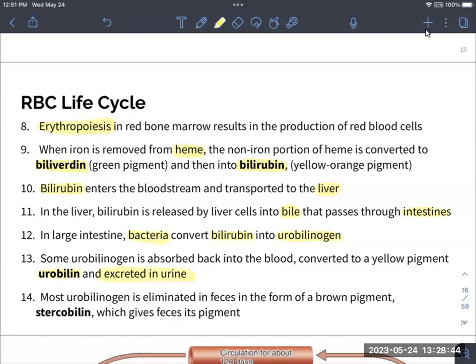large intestine, gets converted to stercobilin. And that's what gives our feces that brown pigment.